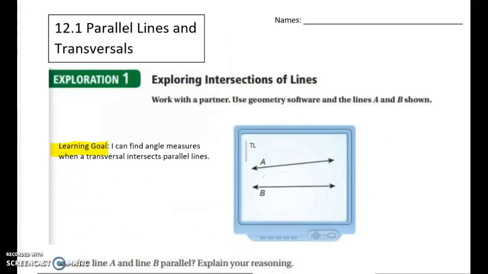All right, so we are starting 12.1, which is parallel lines and transversals. Before we start, I want you to write down that learning goal that says that I can find angle measures when a transversal intersects parallel lines. That's our goal for the end of class. That's something that we will be able to do.